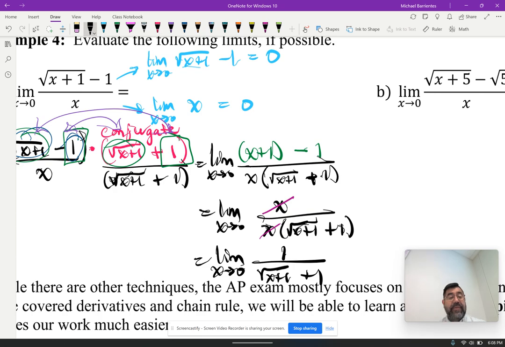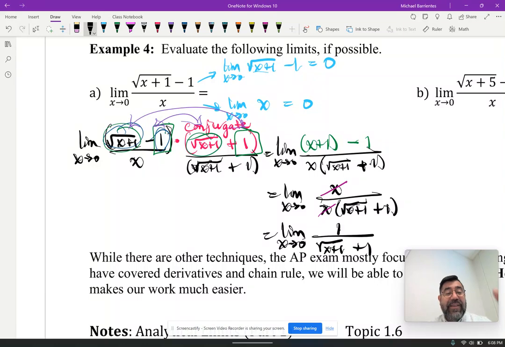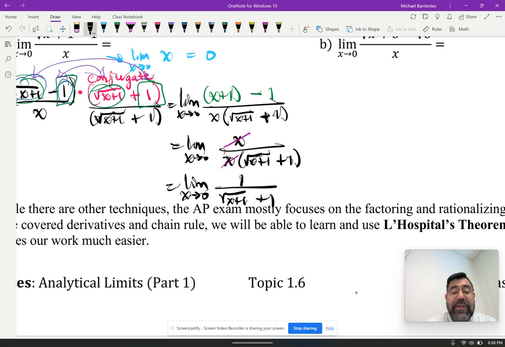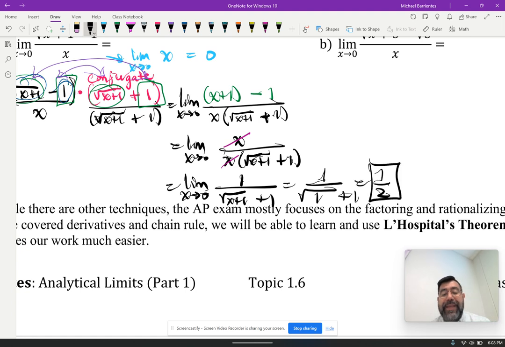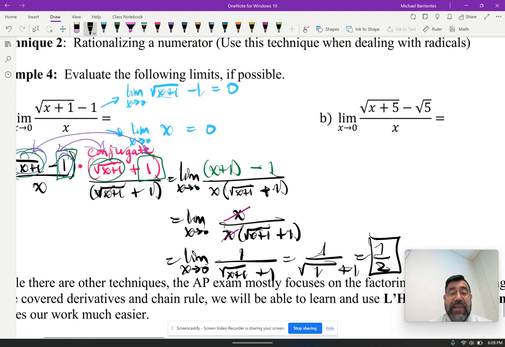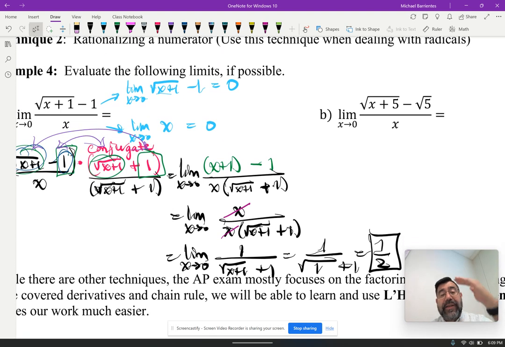All right, so wait. We started with the original limit over here that had the square root of x plus 1 minus 1 over x. And now we have 1 over the square root of x plus 1 plus 1. If we evaluated doing direct substitution, plug in the 0 wherever you see an x, you're going to get that, and that's your answer.